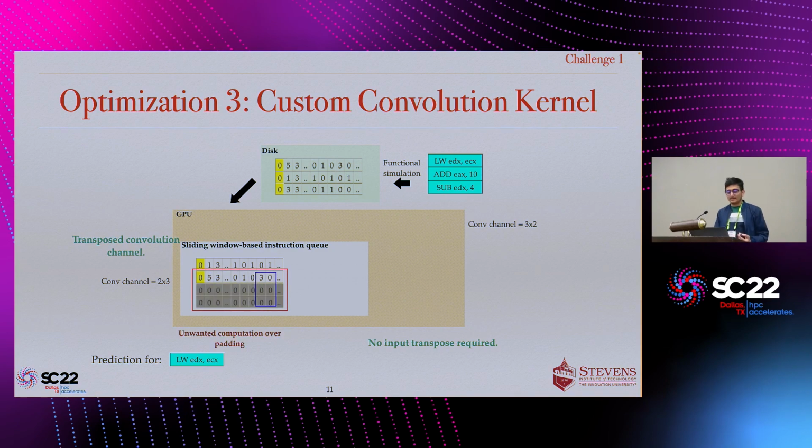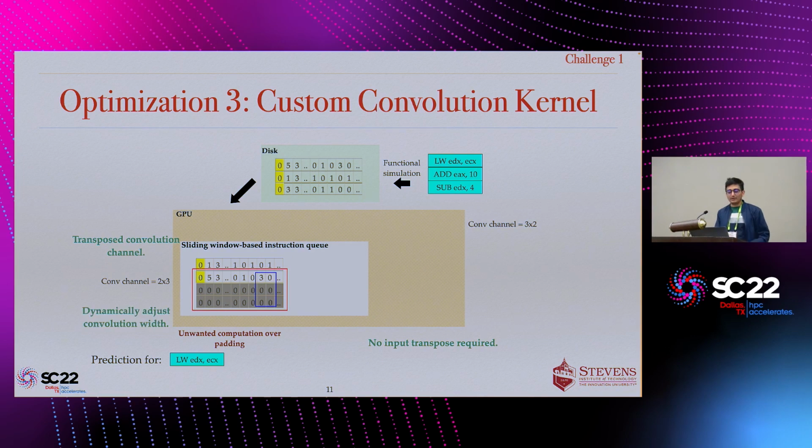Our next optimization is avoiding unwanted computations over padding. As you can see here, in the input for three instructions, we only have one instruction, and two of those fields are paddings. When we do convolution over those paddings, it is unwanted convolution. So we would like to avoid those kinds of unwanted computations.